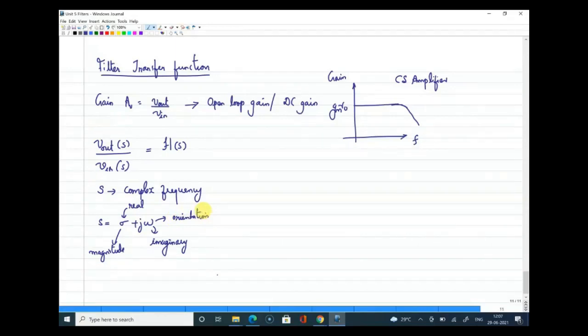All right. I hope you have come across this term s as complex frequency in your signals and systems course, and also in your network analysis. So the takeaway here is that we define s as complex frequency having a real and imaginary part. The real part is the magnitude, and the imaginary part shows the orientation, how the wave is rotating. That is how we denote s as complex frequency, right?